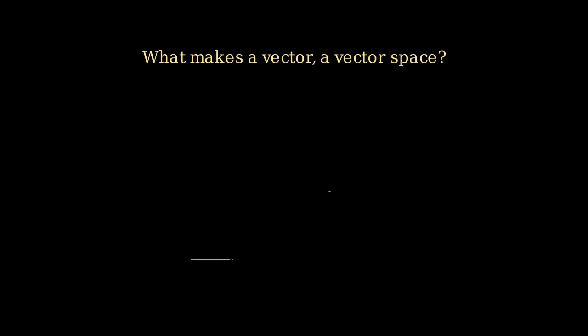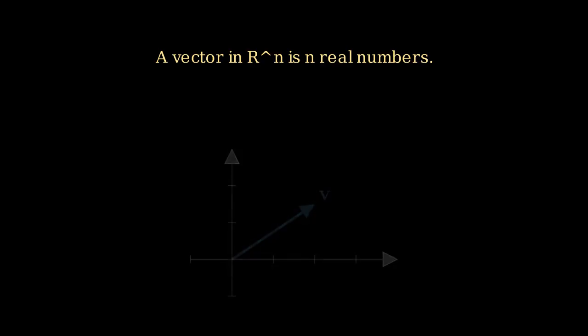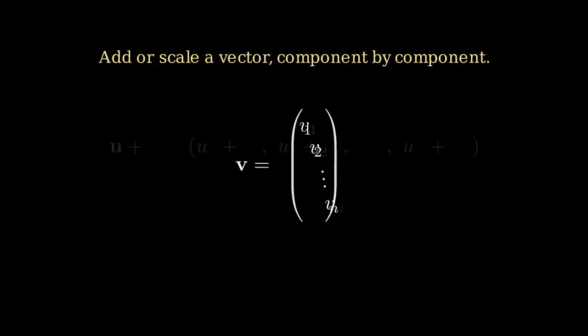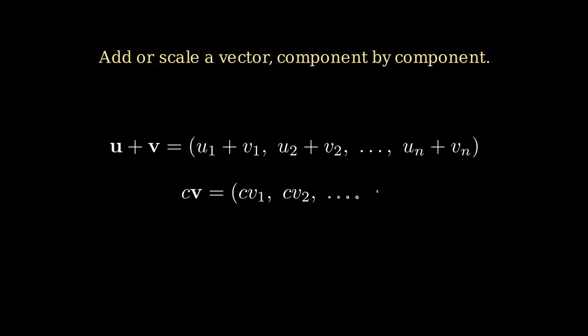What actually makes something a vector, and what makes a whole collection of vectors a vector space? Let's build this up from the ground. A vector in the real numbers to the n is simply an ordered list of n real numbers, written as components in a row or a column. Two operations matter most here: vector addition, where we add component by component, and scalar multiplication, where we multiply every component by the same number.